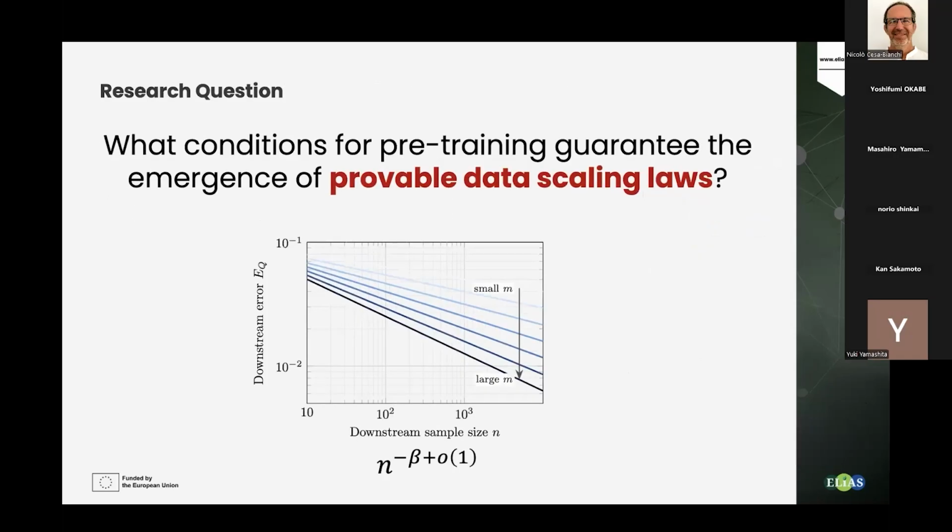So the question is, in this paper, constructing a pre-trained learning algorithm is somewhat difficult. So what we do is clarify a sufficient condition under which pre-training can be expected to give the data scaling law of this convergence rate.